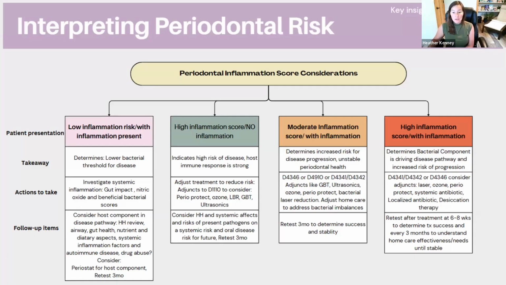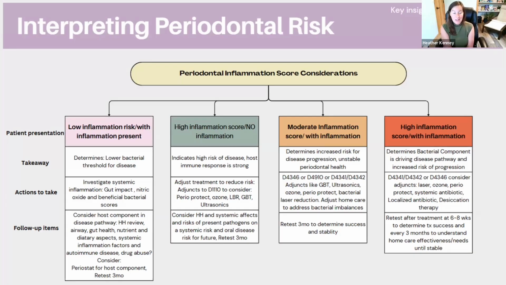And I really encourage going above and beyond and leveling up your care and adding in adjuncts like laser, ozone, perioprotect trays, possibly systemic antibiotics. I have never used antibiotics. I know some offices do. Localized antibiotics like Arestin. And I'm really loving the outcomes that I'm seeing in science on the desiccation therapy. So really, when we're talking about that Enterobacter, it's a biofilm. So we need to deal with the biofilm, even if it's not a red complex bacteria.